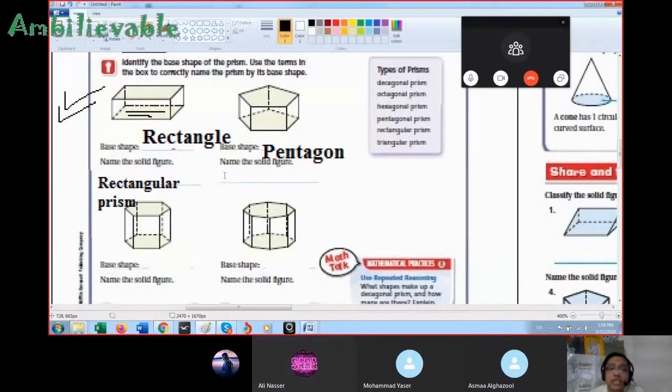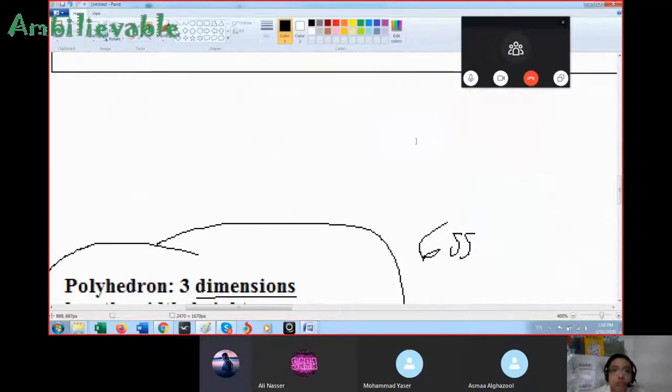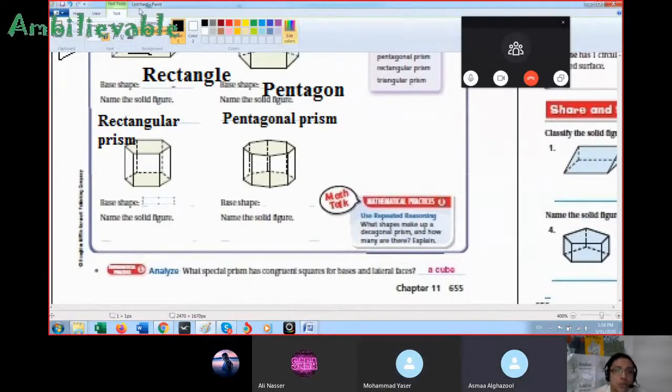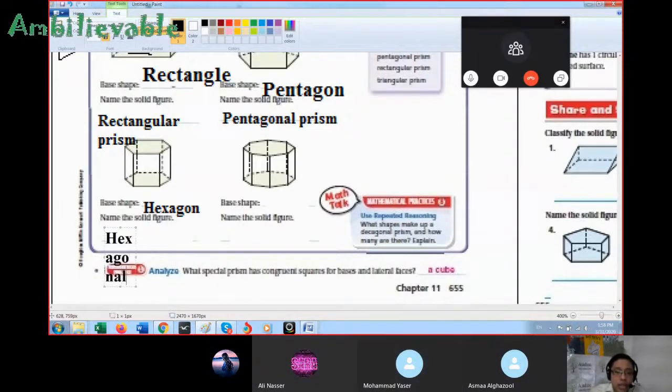Can you tell me the name of this one? Pentagonal prism. Very good. What about this one? What's the base shape? Rivan, tell me. Hexagon. So what is the name of the polyhedron or the solid figure? Hexagonal prism. Very good. And what about this one? Octagon. So therefore, the solid figure is an octagonal prism.